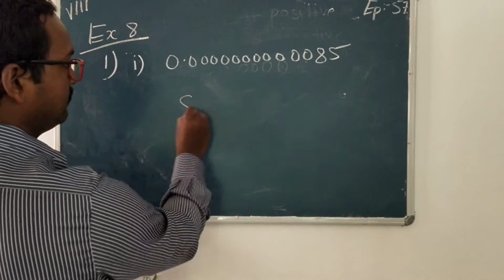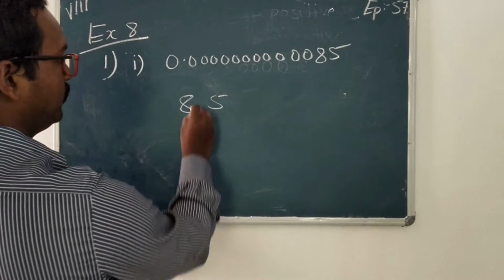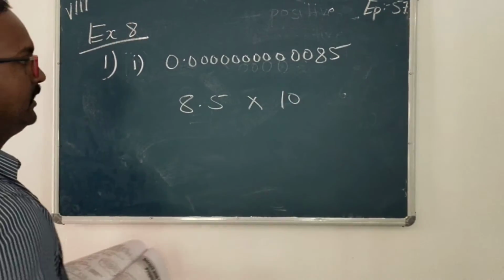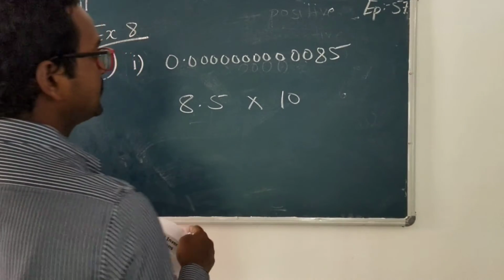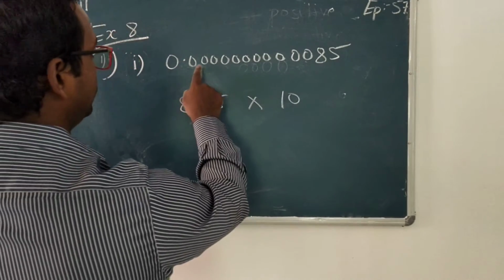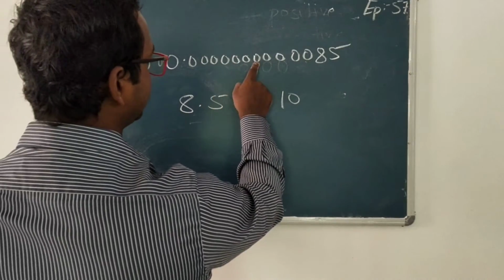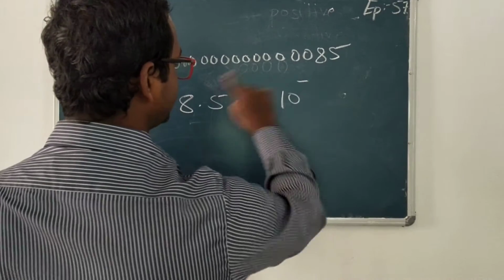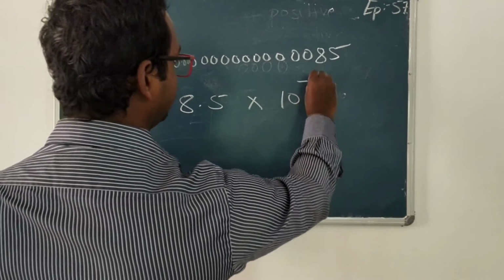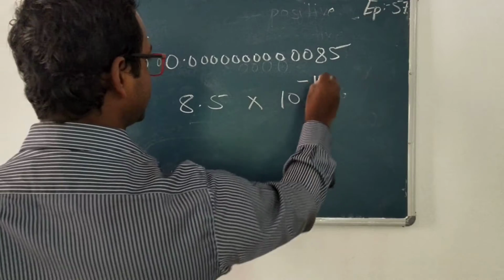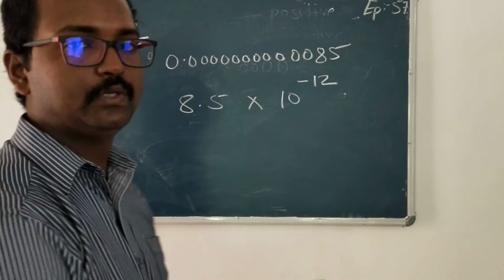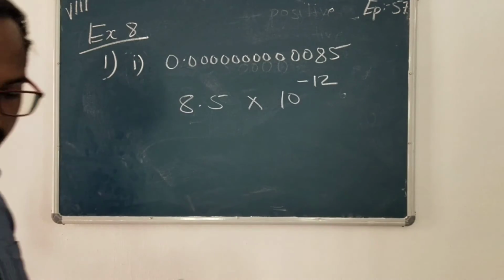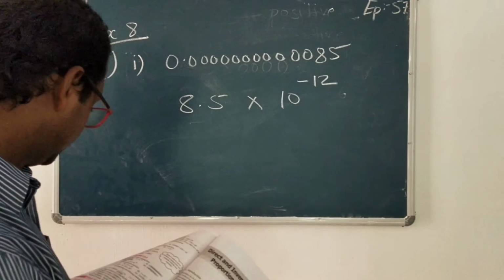So first thing is write the number, which is 85. Then put one decimal after 8, then into 10. This is your first step. Next, count how many positions you have moved towards the right: 1, 2, 3, 4, 5, 6, 7, 8, 9, 10, 11, 12. Because you are moving towards the right, the power is negative. And how many positions have you moved? 12 positions. So the answer is 8.5 into 10 to the power minus 12. Okay. Now let me do one more question, which is the fifth one.